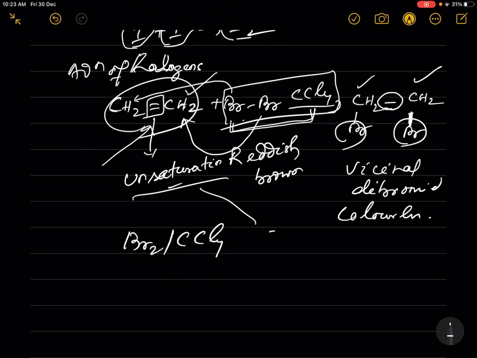Here we are concerned with the double bond, so bromine in CCl4 is used to test the unsaturation in an alkene.